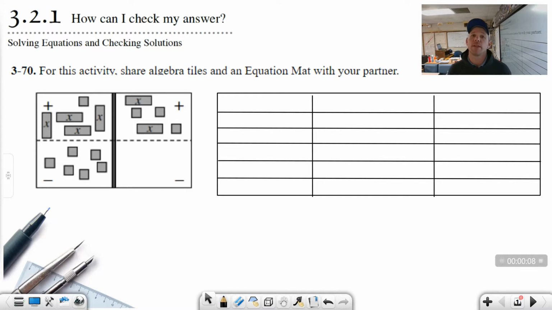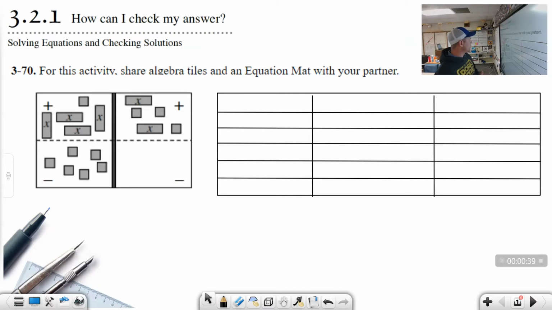Today we are doing lesson 3.2.1. The first part of chapter 3 was all about graphing: taking a rule, making a table, creating a graph. That was part 1, that's 3.1. Here we are in the second half of chapter 3, 3.2, and this is going back to a chapter 2 idea. We're going to be talking quite a bit about equations, going back to the equations idea.